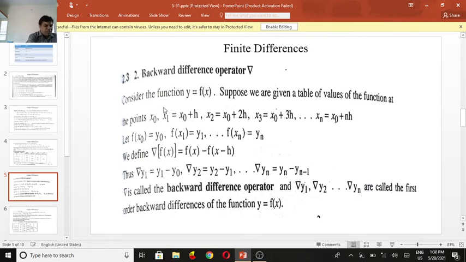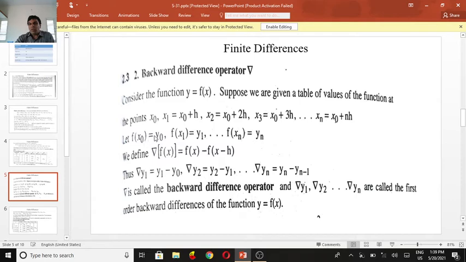Consider the function y equal to f of x. Suppose we are given the table of values of the function at the points x0, x1, x2, etc. So x0 is the initial argument, the leading one. x1 is x0 plus h, x2 is x0 plus 2h, x3 is x0 plus 3h, etc. xn is x0 plus nh. So f of x0 is y0, f of x1 is y1, f of xn is yn. This is the function we can take.